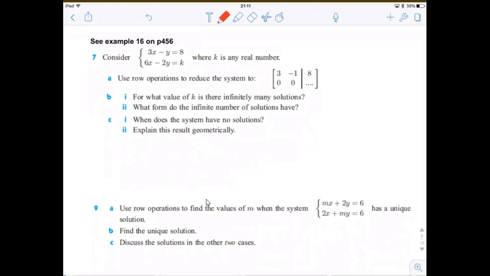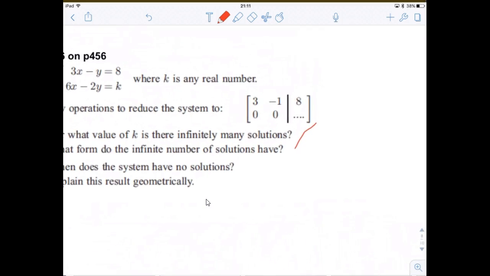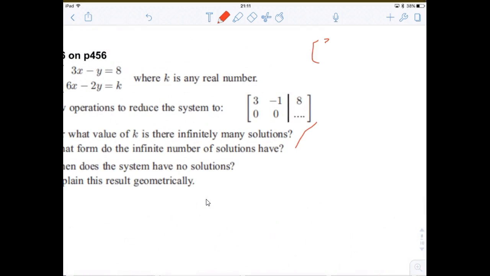Okay, interesting. So if we use row operations, we can actually eliminate the second row, at least the first two elements, right? So let's see. I'm going to first write this as an augmented matrix: 3, minus 1, 8, and 6, negative 2, k. Okay, now I can see how the second row can be eliminated.